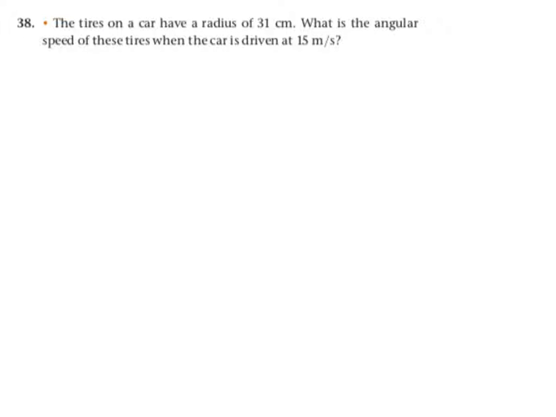Chapter 10, number 38. The tires on a car have a radius of 31 centimeters. What is the angular speed of these tires when the car is being driven at 15 meters per second? So, our quick and dirty, if somewhat silly picture.